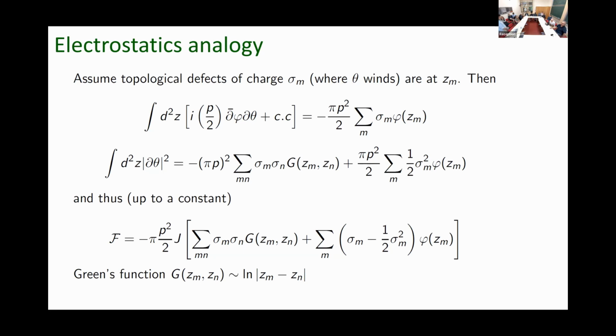So now you can include phi, time dependent phi, and is that what you're going to tell us? Yeah. And it's going to be like general relativity. I mean, it is general relativity.